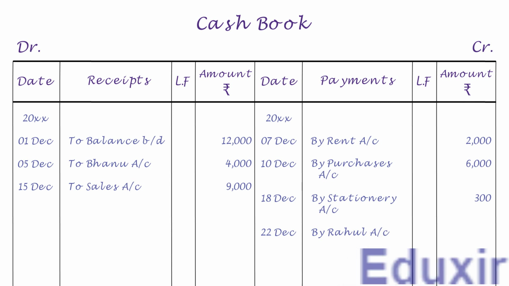Let us then record the credit amount of 2000 rupees in the amount column. With that, we have completed the posting of this transaction into the cash book. Let us now take up the next transaction.